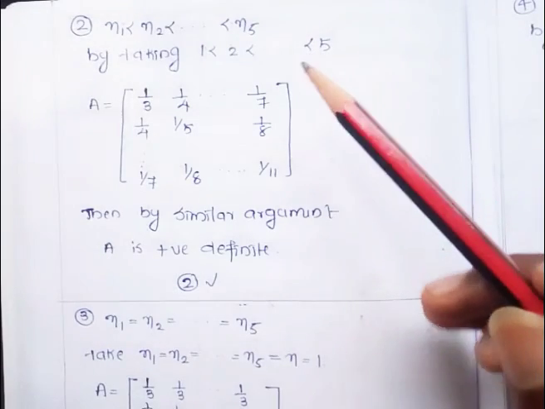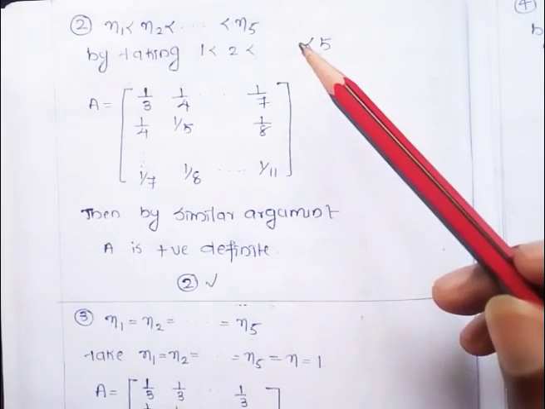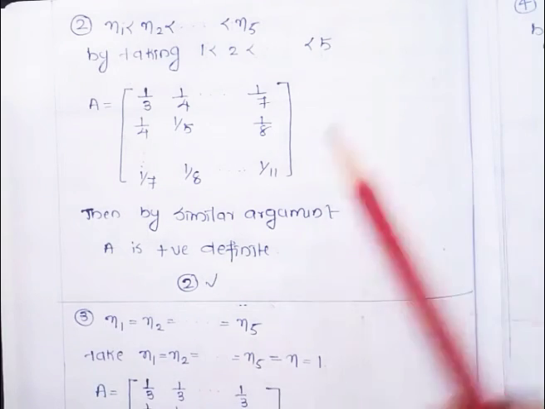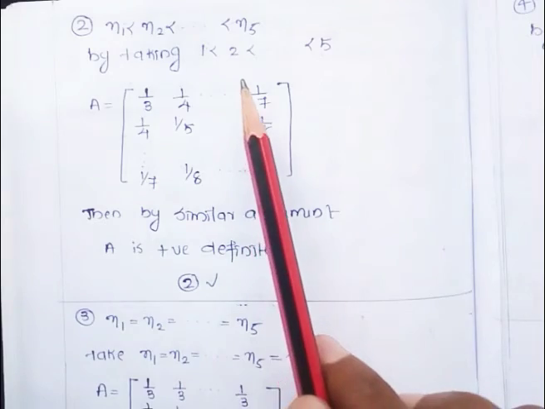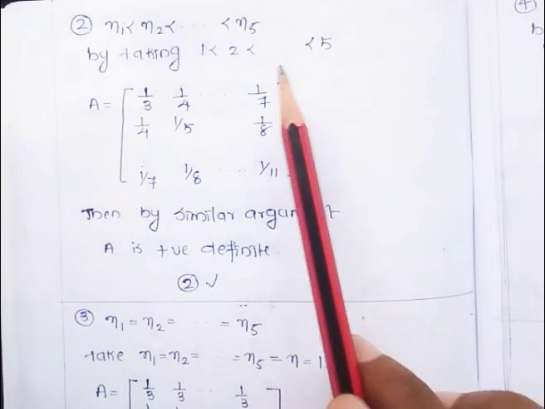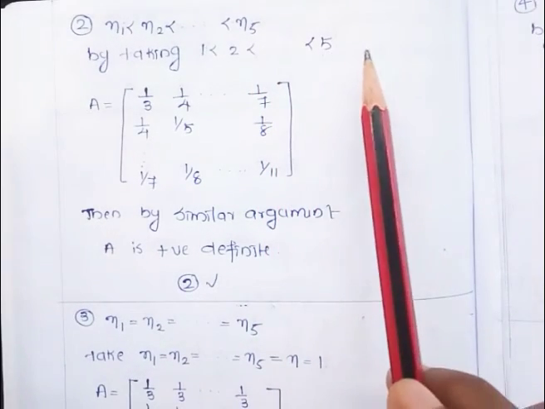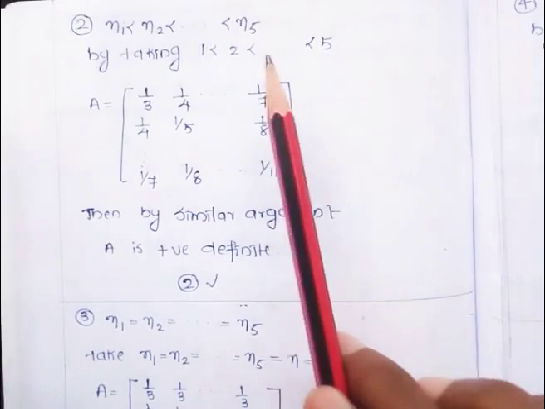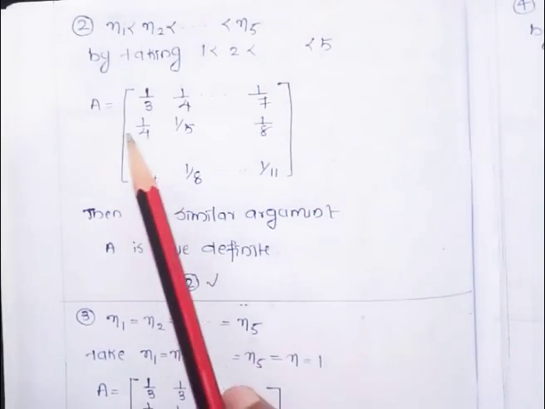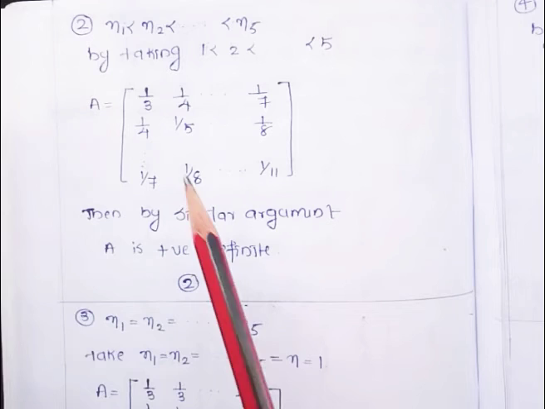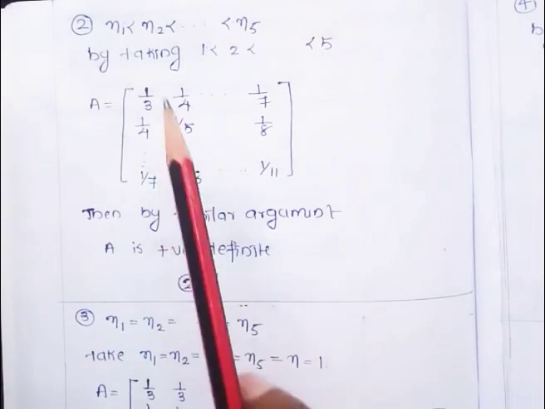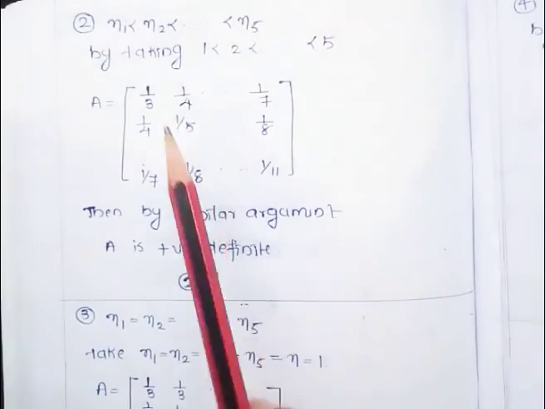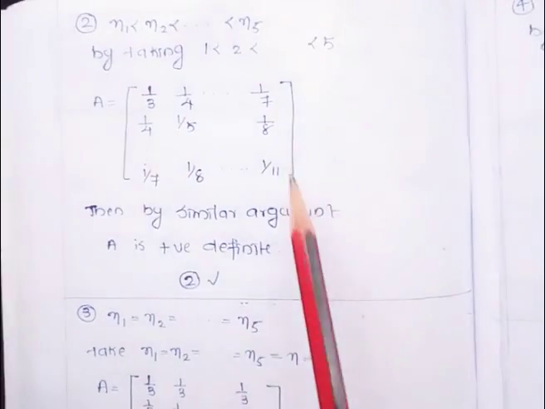Now for the second option, which says that n1 < n2 < etc. < n5. So I am just taking n1 is equal to 1, n2 is equal to 2, n3 is equal to 3, etc., up to n5 is equal to 5, and we have 1 < 2 < etc. < 5. And A is a 5 by 5 matrix with Aij equal to 1 by (ni plus nj plus 1). So by using that we can compute this matrix like this.